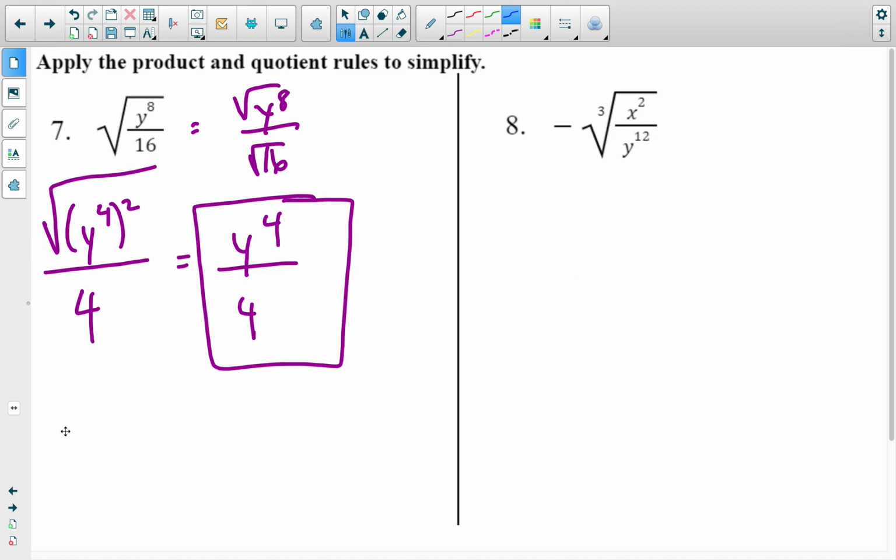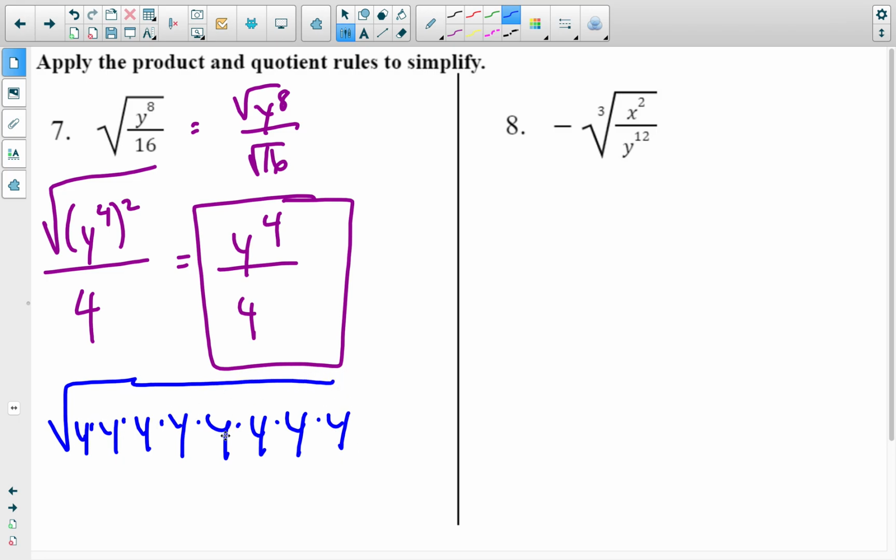Okay, another way you could think about it is y times y times y times y times, and just keep going. Right? So you have 1, 2, 3, 4, 5, 6, 7, 8 y's, and then you're going to take them out in groups of 2. Okay, and then how many groups of 2 do you have? You have 1, 2, 3, 4 groups, so you're left with y to the 4th.